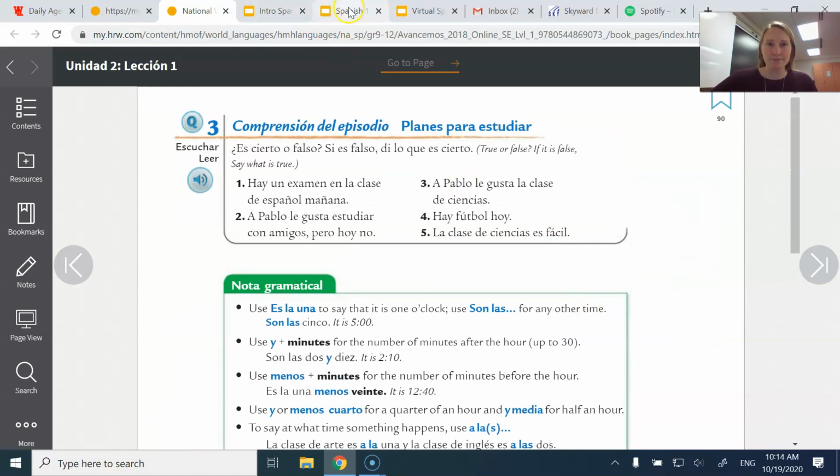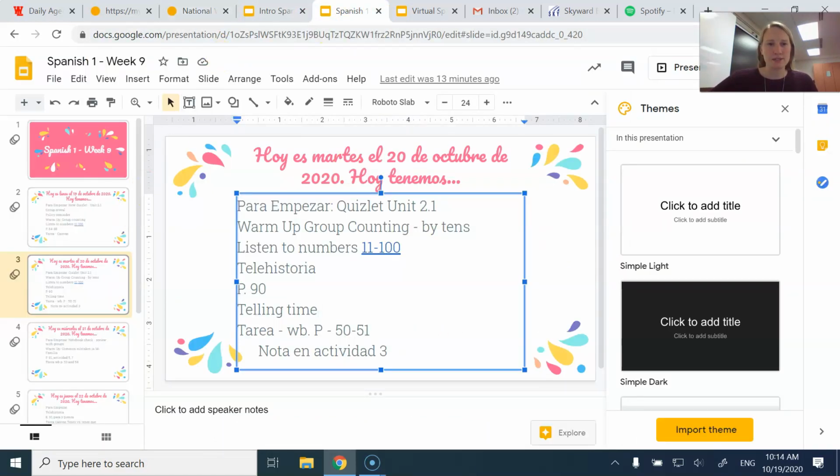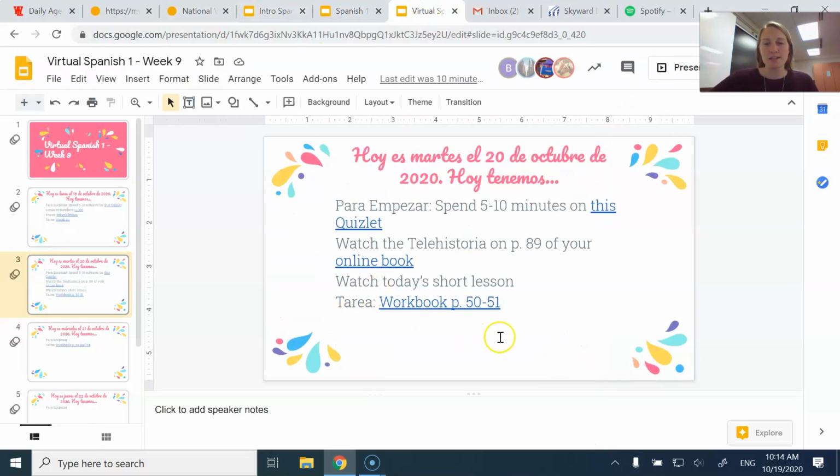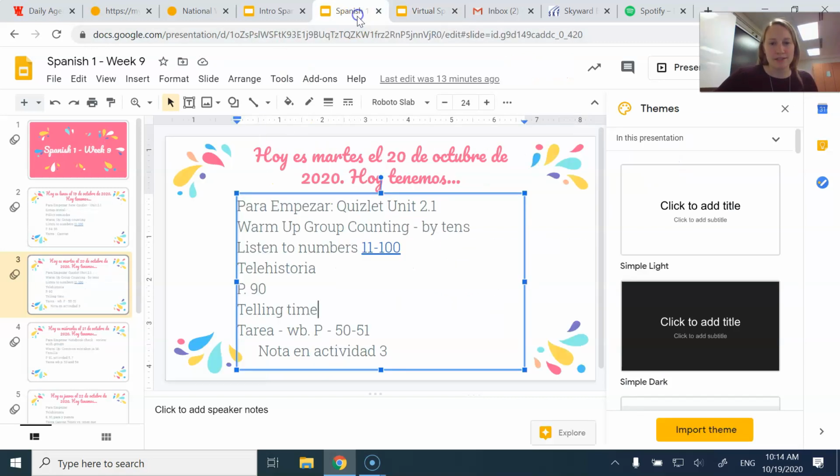Your homework assignment, again, is to, wrong one, is to work on your workbook pages 50 through 51. Oh, and I said that there's a note. I put that on my slide. Nota en actividad 3. So let me look at what note that is for you guys really quick so I can tell you the same thing I wanted to tell them.